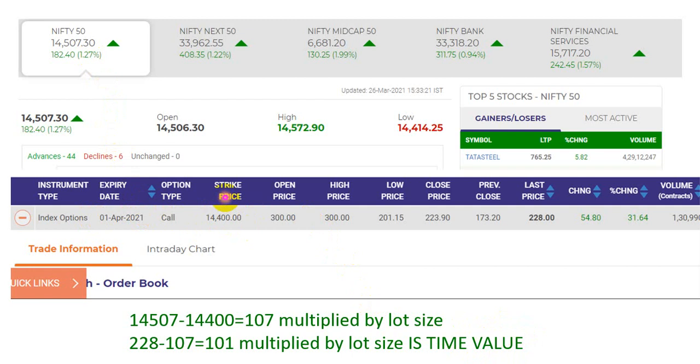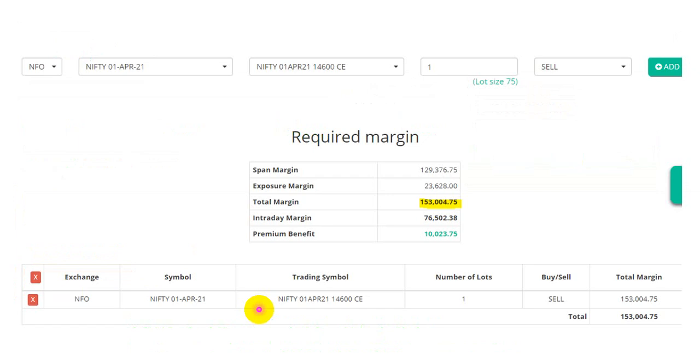Already it crossed, but suddenly it may fall also. So if it continues to stay above 14,400, then he will get the value. However much it crossed, that much he will get. If it crossed by 200 points, he will get 200. Crossed by 300, he will get 300. This 107 which it has crossed, if it stays flat, it will close at 107, and the 101 excess value will evaporate. Just understand this: time value will evaporate.